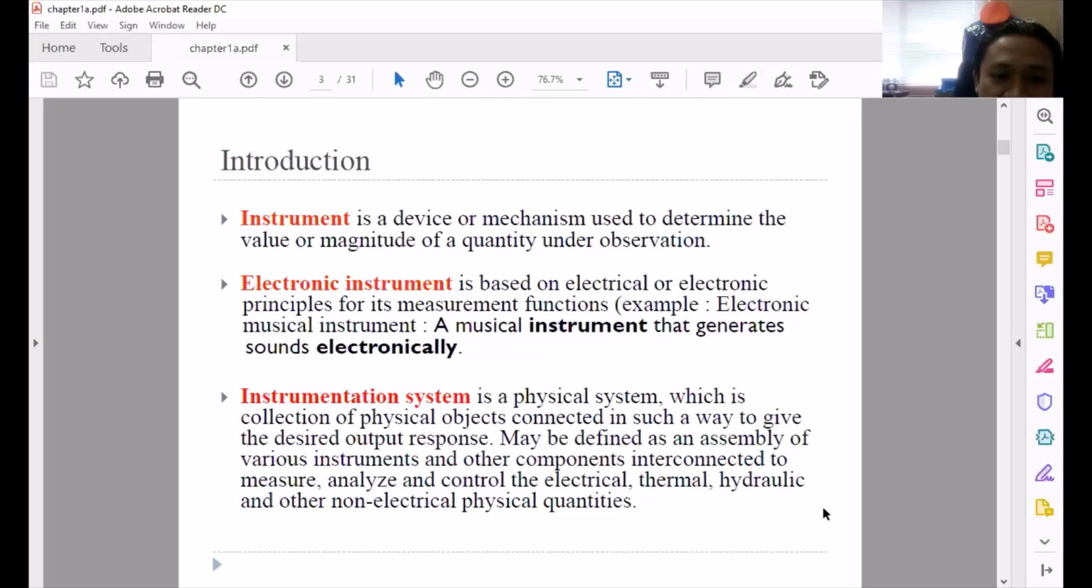Next is the instrumentation system. An instrumentation system is a physical system, a collection of physical objects connected in such a way as to give the desired output response. For example, we have our system here, and on our system we have the output, the input, and also the feedback. This we call the instrumentation system. For example, a hydraulic system, electrical system, thermal system, and other non-electrical system quantities.